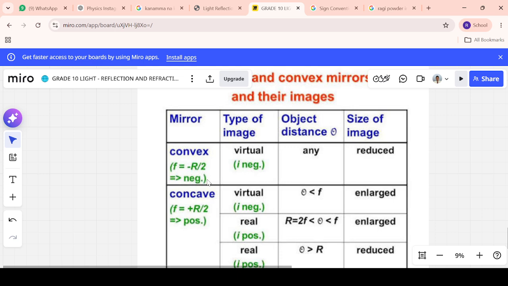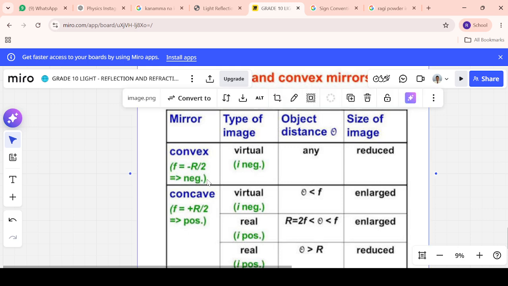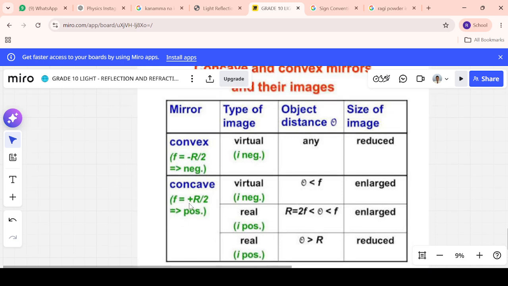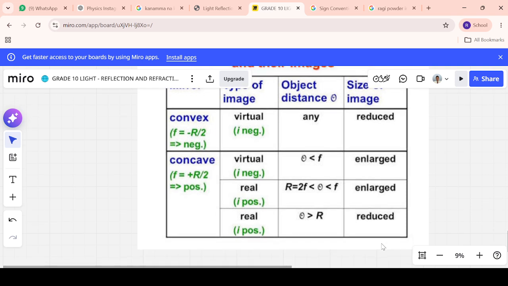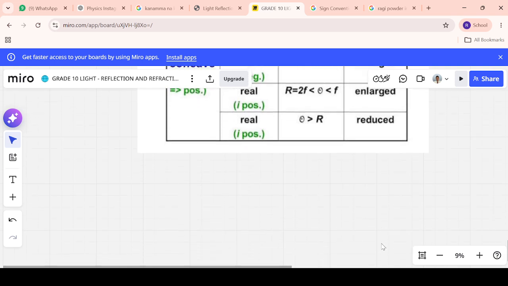At any object distance, the size of the image will be reduced. So how about the concave? Virtual, if the object is less than the focus, then the image is enlarged. If the object is placed in between double of the focus and the focus, the image is real and the size is enlarged. The image will be real if the object is beyond the radius, and the size of the image is reduced.